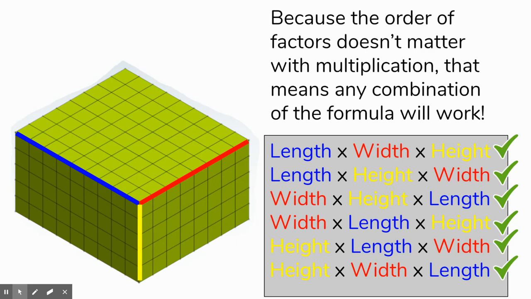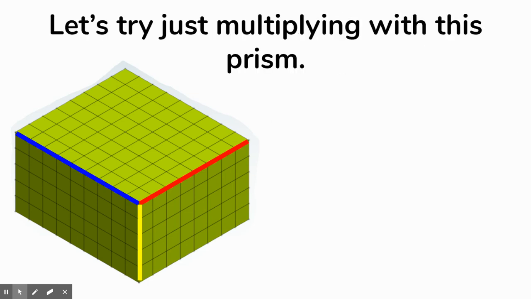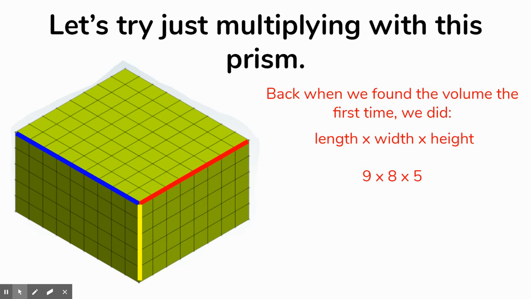And that is very exciting to me, because if we go back to this problem again, when we did it the first time, this is the order we did. We did length times width times height. So we did 9 times 8 times 5, which means we ended up with 72 times 5. And I don't know about you, but 72 times 5 is not a problem I would enjoy doing in my head. I would probably have to write it down on a piece of paper and solve it. But if I change the order, I can come up with a problem that might be easier for me to do instead of 72 times 5.